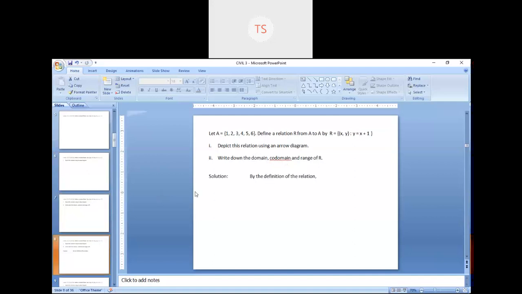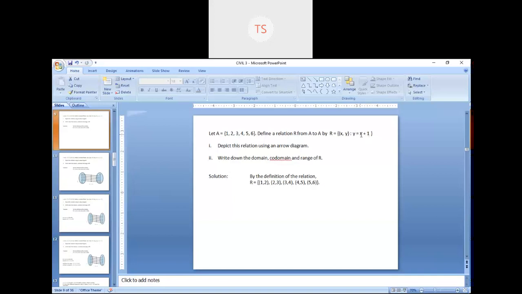So, solution: by the definition of this particular relation, we will get R equals {(1, 2), (2, 3), (3, 4), (4, 5), (5, 6)}. Why? Because the relation is y equals x plus 1.